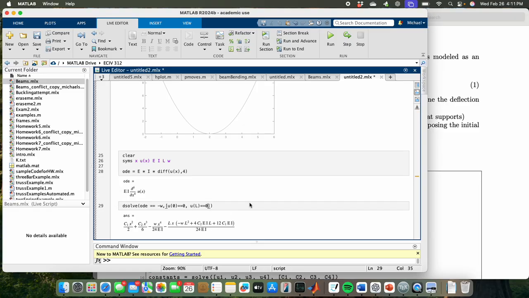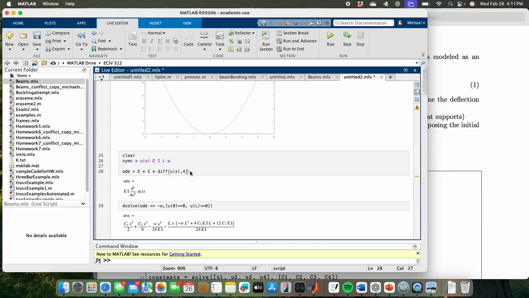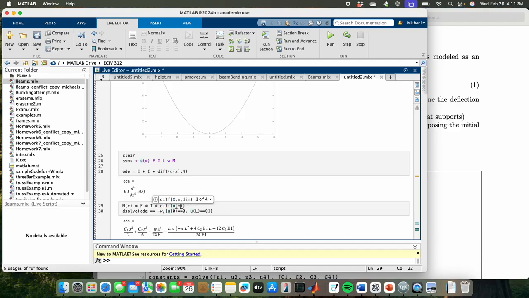And this is where me and Chat's original version didn't work, right? And I was like, what do you mean to do this? And then I had to come up with my own solution. What I'm going to do is define what my moment is. My moment of x, you have to add that as a variable, my M of x. We're going to say that's equal to E times I times, we talked about this last time, diff u of x, comma 2.